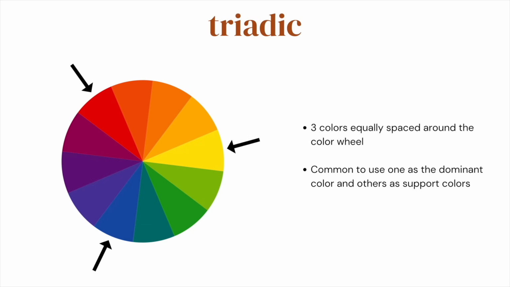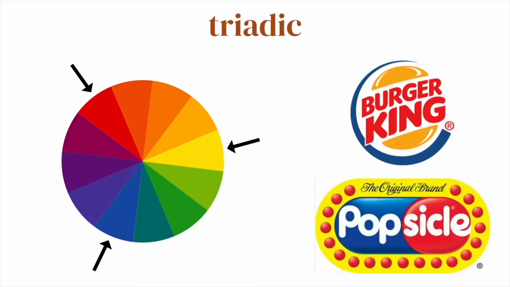Next is triadic. This is where we use 3 colors equally spaced around the color wheel. It's common with this color harmony to use one as the dominant color and the others as support colors. Some examples of brands that use a triadic harmony are Burger King and Popsicle. You can see each has 3 triadic colors included in the logo, but you can also notice how Burger King has made a different shade of the yellow color. So instead of using the normal hue of yellow, they've made it darker and created a darker shade of yellow.